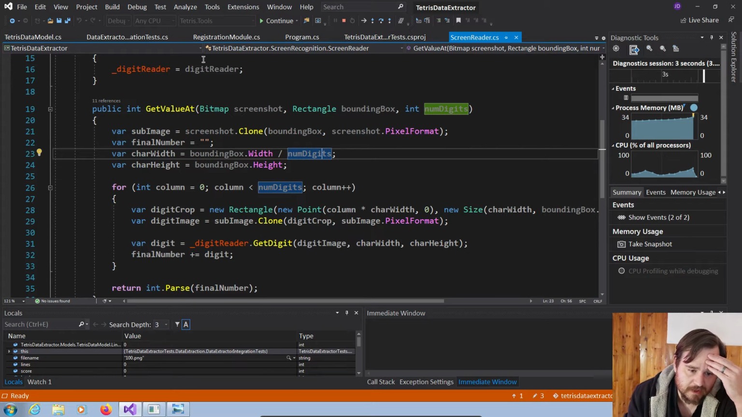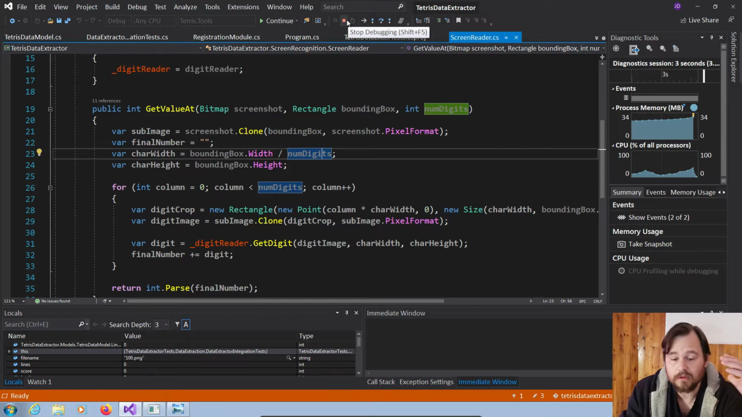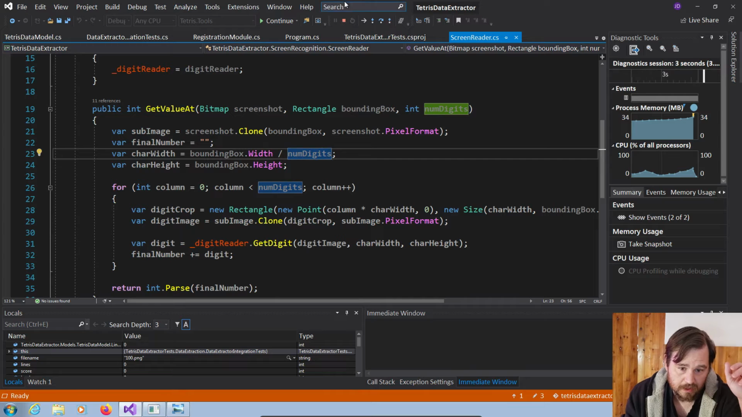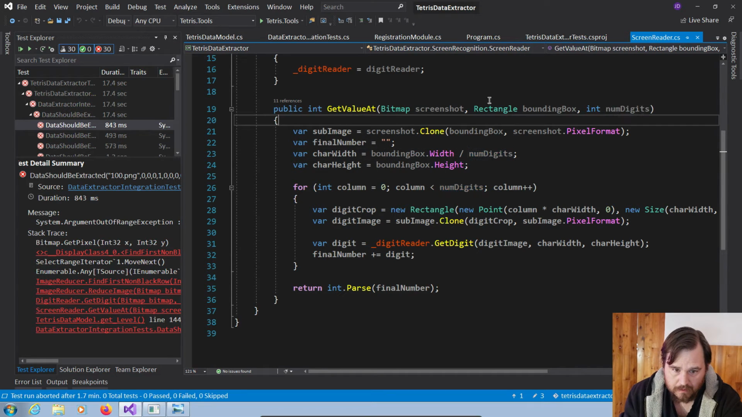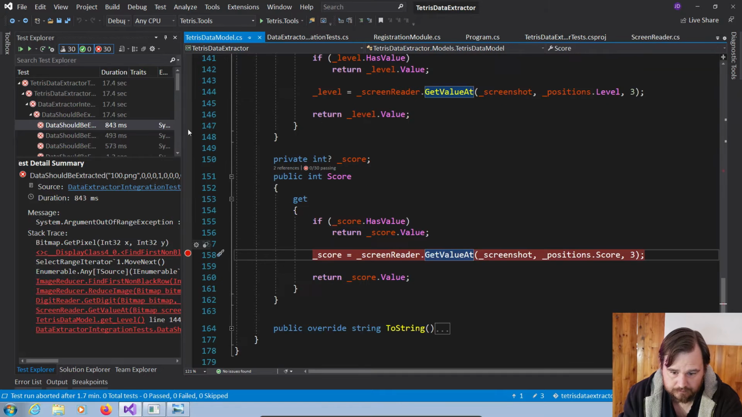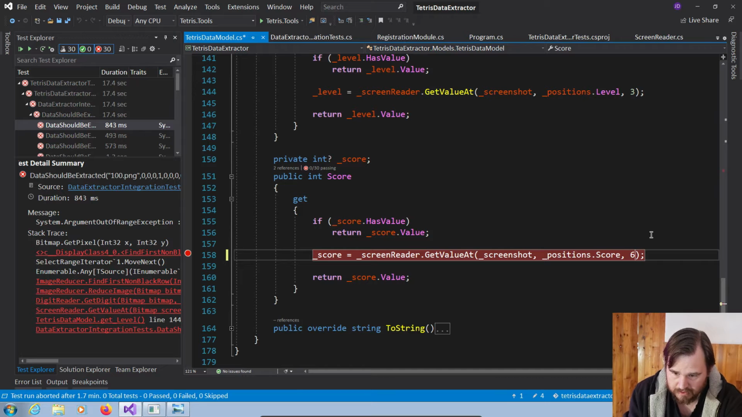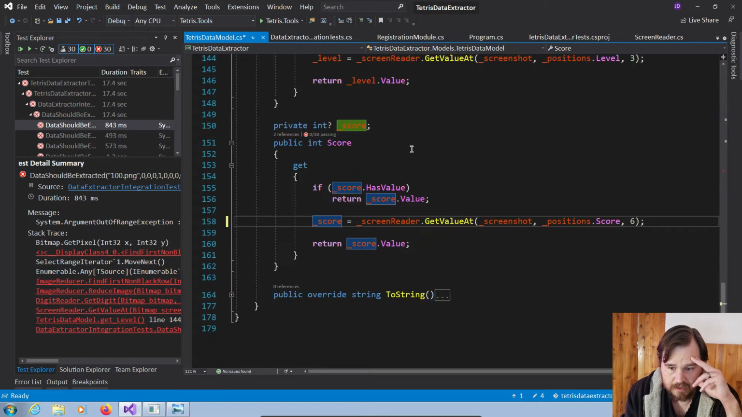Let's just demonstrate what I mean. Anyway, our 132 box should be broken up into 6 pieces, not 3, which is why the score isn't working. So let's right away make that a 6. That was an error I made a while ago.